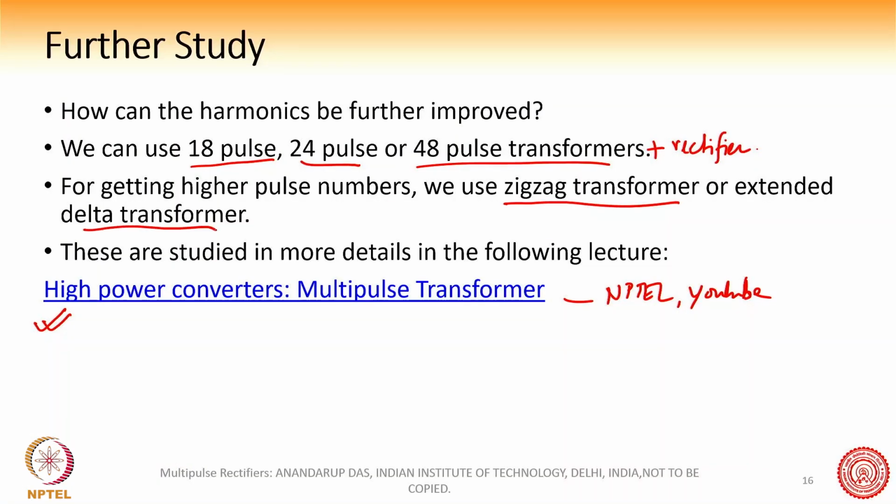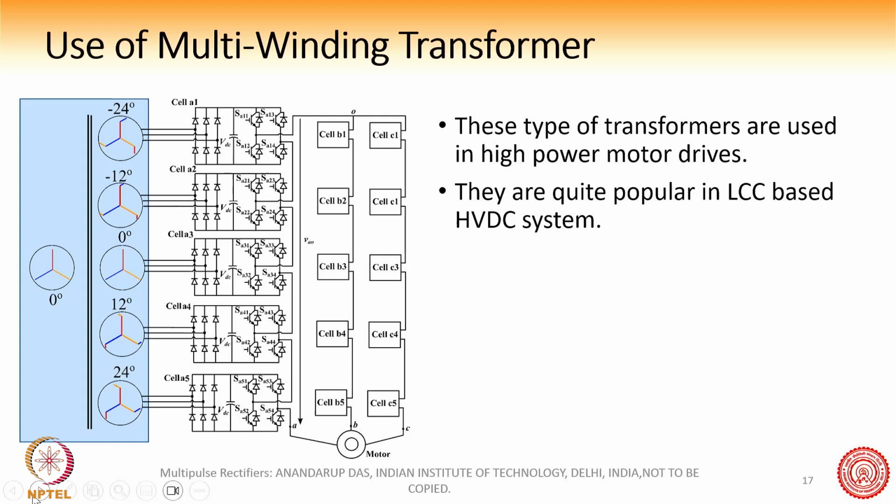There we use a zigzag transformer or an extended delta transformer. I'll just show you one of these very high performance drives, which is made up of cascaded H-bridges. But what is important here is the zigzag transformer with a rectifier arrangement. What is done here is that a zigzag transformer can produce a particular phase shift as desired by the user, a phase shift between the input line voltage and the output line voltage.